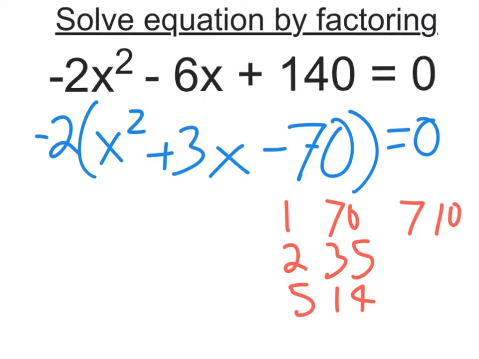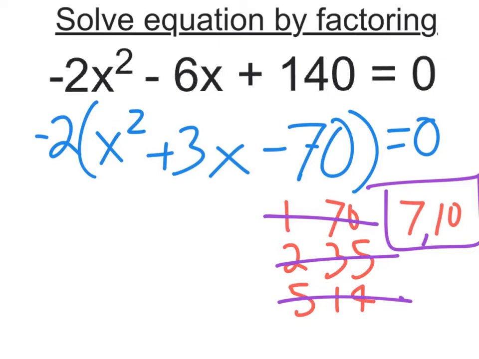And I'm looking at it, I know that one of these pairs has got to add to give us positive 3, and I know that for 1 and 70, there's no combination that can give us 3. Likewise for 2 and 35, or 5 and 14. So we're left with this combination, 7 and 10, specifically positive 7, negative 10, or negative 7, positive 10. Great. So which combination is going to give us positive 3? I know right off the bat that's going to be positive 10 and negative 7, because 10 minus 7 is going to give us positive 3.